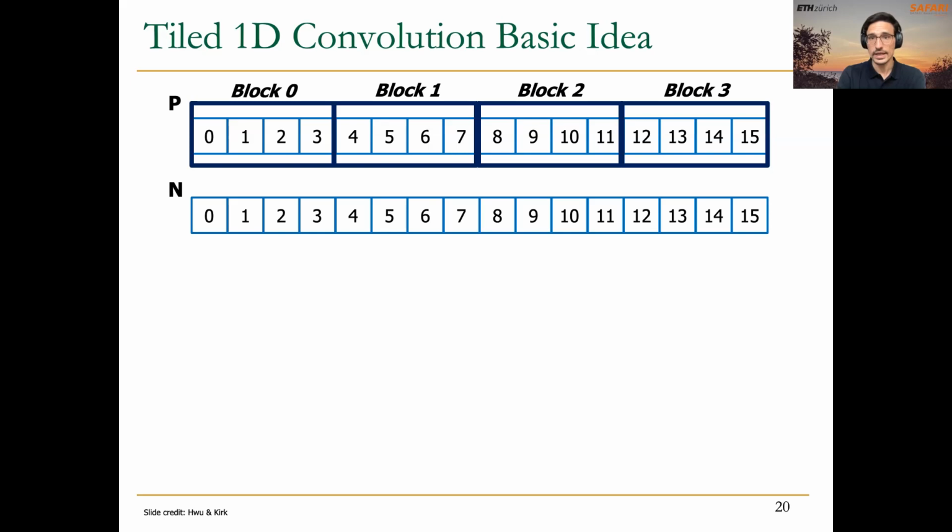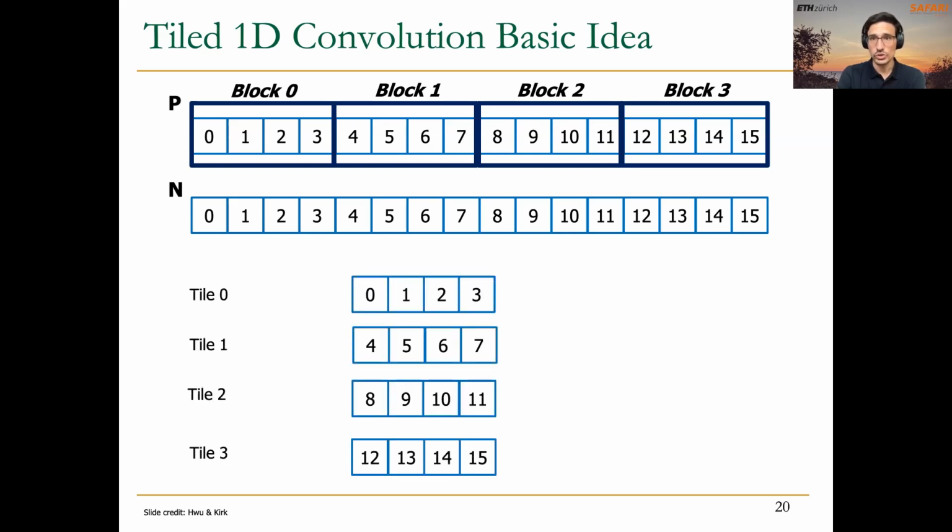Now think about what tile each of the thread blocks needs to use to compute the output elements, the elements of P. For block zero, we would use this tile zero. For block one, we will compute on this tile one from element four to element seven, for block two from element eight to element 11. But in order to compute the output elements, for example this element P3 here, we also have to use some elements of the input that in principle have been assigned to other thread blocks, right?